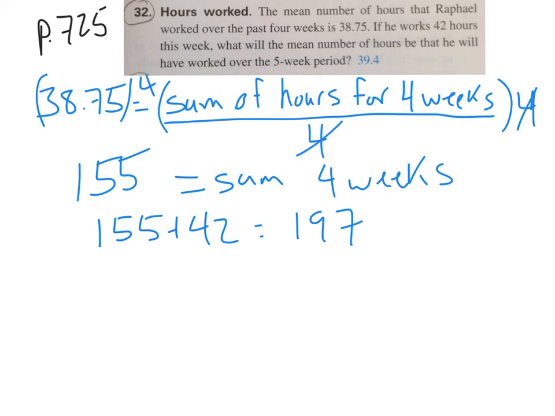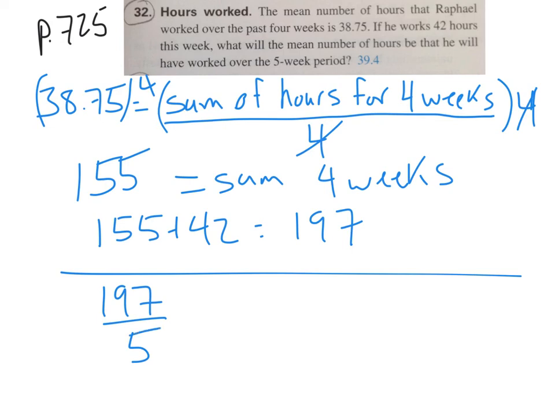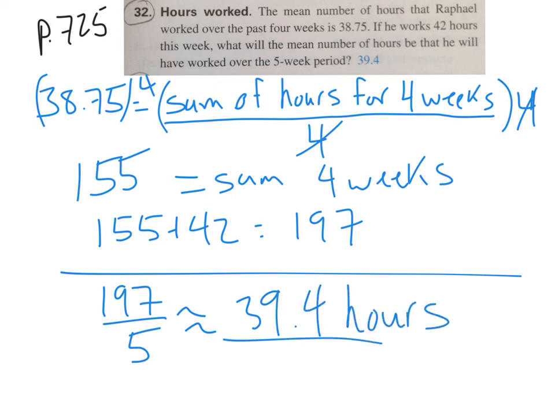How would we find our 5-week mean? We'd take all the hours for 5 weeks, which we just calculated, 197, and we'll divide it by 5. So all we have to do now is take 197, divide it by 5, and this will be our 5-week mean. This will be about 39.4. And that's it.